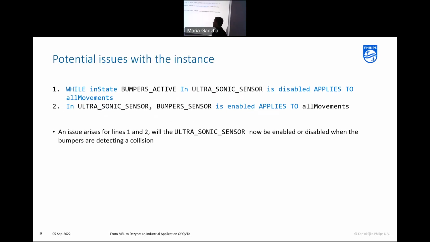But there is already perhaps a small issue that you can deduce from this, because the second line is not guarded by a condition. We don't know what the value is of the ultrasonic or the bumper sensor, if it is enabled or disabled. Because the bumpers may be active, then the ultrasonic sensor will be disabled, and the ultrasonic sensor will also be enabled by default. So this is quite ambiguous. And we would like to test for these invalid specifications with the design models that we can generate from this.